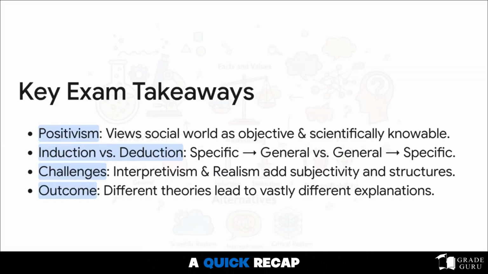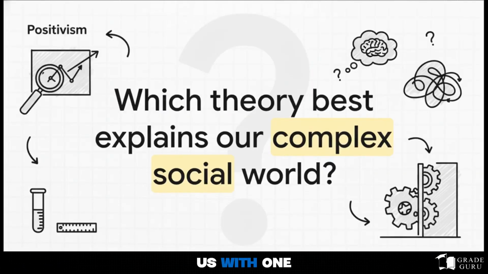Okay, so let's do a quick recap of the key takeaways for your exam. First, positivism. It sees the social world as a real, objective thing we can study scientifically. Second, remember the difference between induction, going from specific to general, and deduction, which is general to specific. Third, the big challenges from interpretivism and realism, which bring in things like subjective meanings and unseeable structures. And finally, and maybe most importantly, remember that the theory you choose will radically change the explanation you come up with. So that leaves us with one last big question to think about as you're studying.